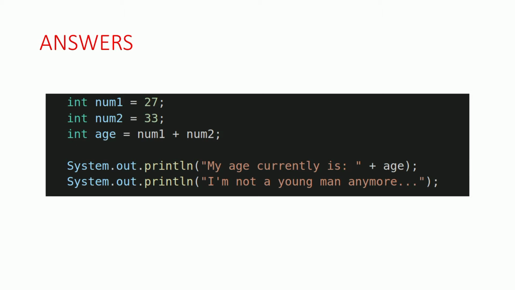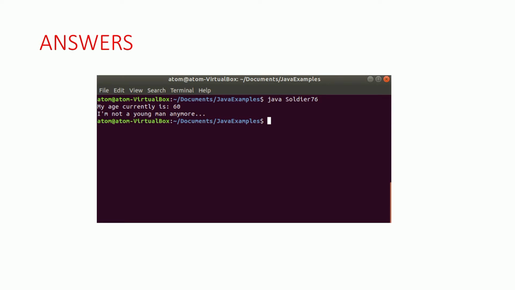I just stored those two numbers in different variable names, num1 and num2, and then added those together in the age, as you can see. And then I used two System.out.println statements. The beauty of the System.out.println is that it uses a carriage return, or an enter as you might consider it in other programs. So it will create a new line after it prints something, so that the next line that's printed is not going to print on the same line as the current stuff. So "my age currently is" will print on one line, and the next line will say "I'm not a young man anymore". You'll see that example here in the answer.